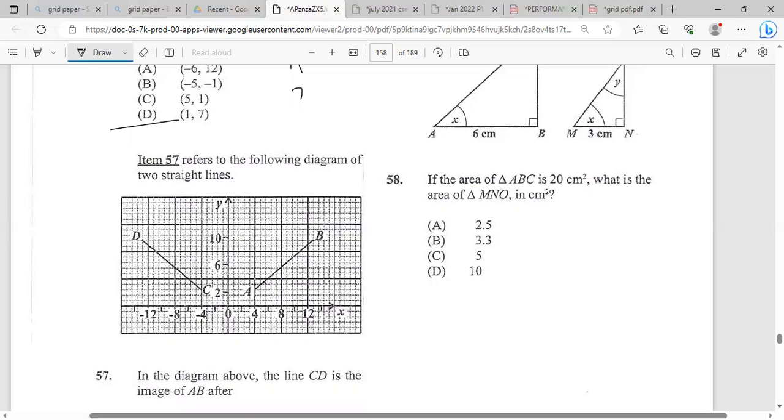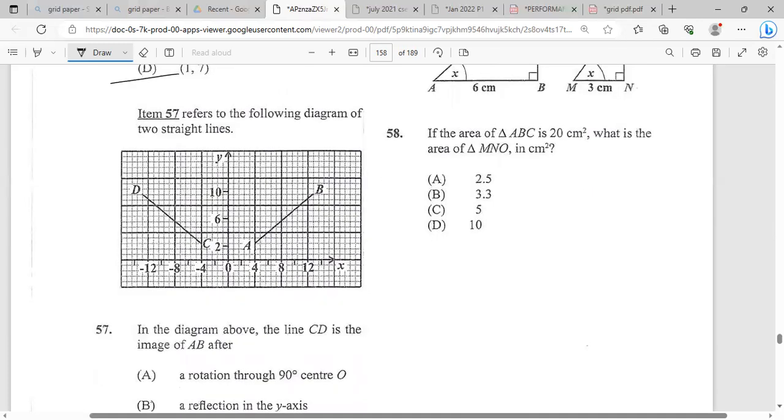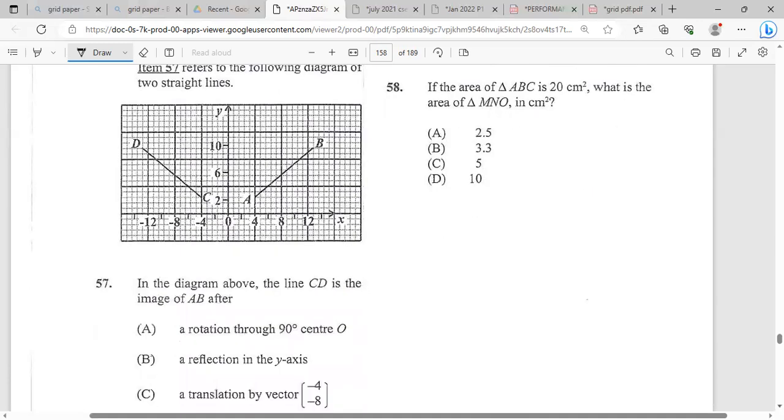57 refers to the following diagram with two straight lines. In the diagram above, CD is the image of AB, and that will be a reflection in the y-axis.